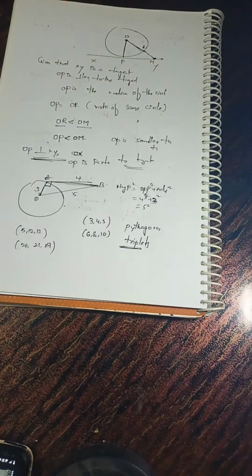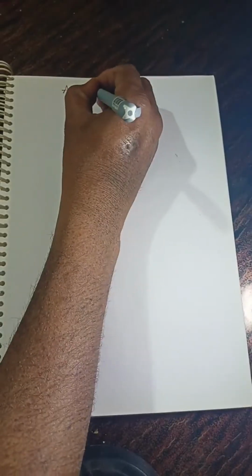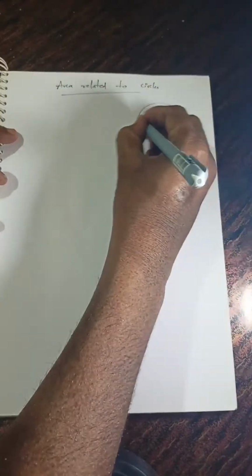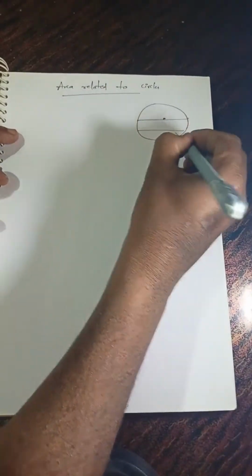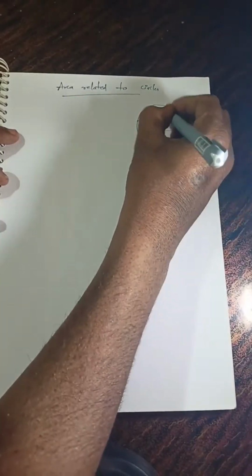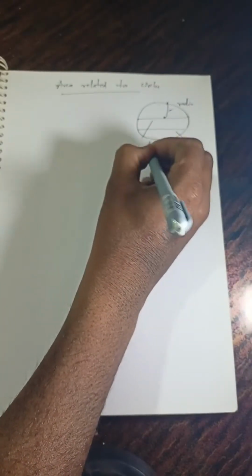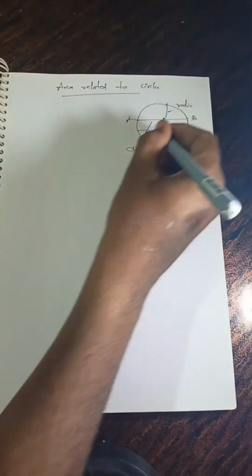And next here comes our one more chapter, area related to circles. This is the circle, and this is the diameter, and this is the chord of the circle, and this one is the radius, and this is the diameter of the circle. A, B.